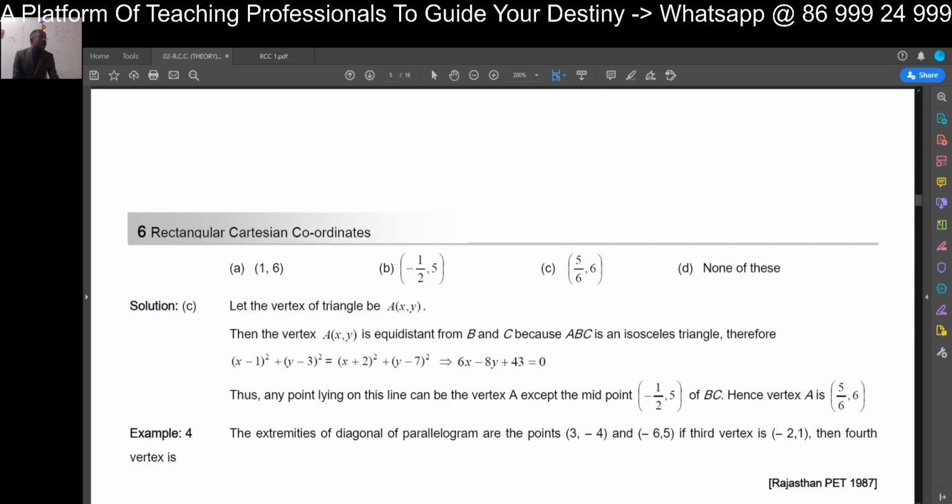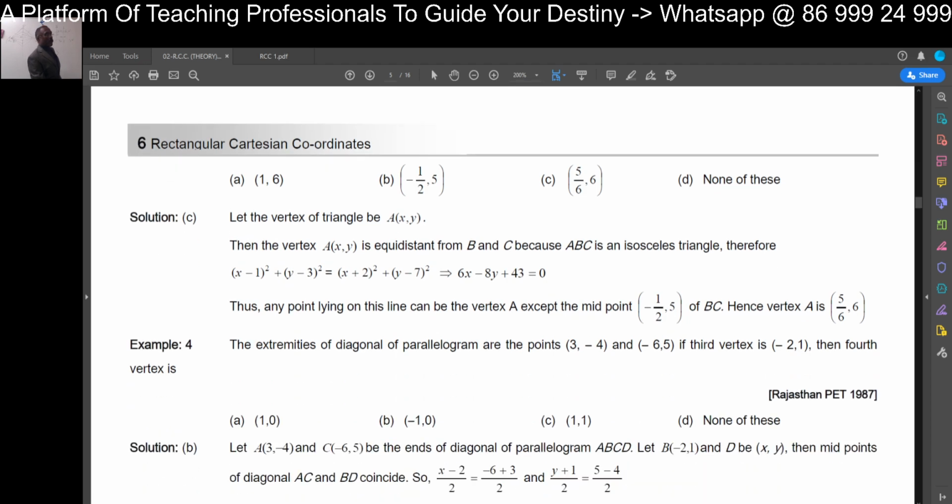If you verify this, only the point (5/6, 6) satisfies. Just check it out: 6 into 5/6 is 5, minus 8 into 6 is 48, so 5 minus 48 minus 43 plus 43 is 0. This satisfies, and hence that is the answer. Of course, another point also satisfies, but it is a midpoint of the side. Then how do we say that? For that, we need extra concepts of straight lines, where we will have the exact explanation. But using the distance formula, it is like this only.